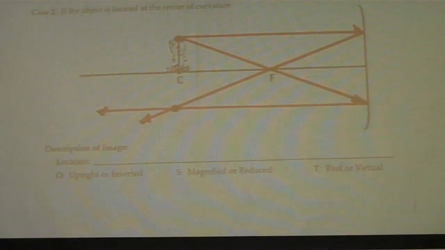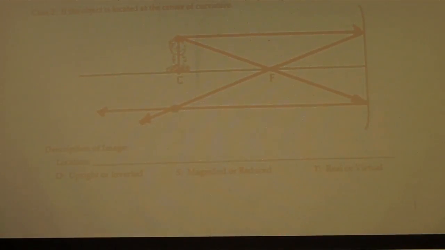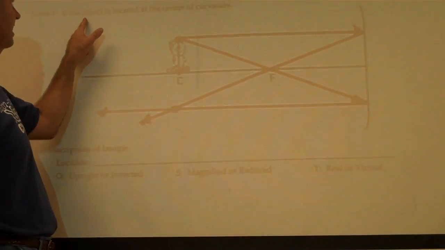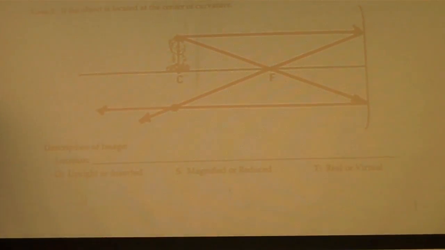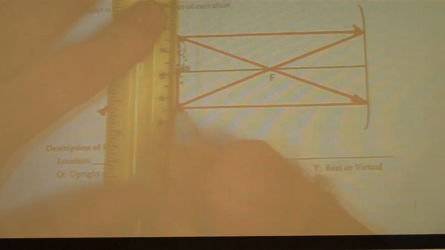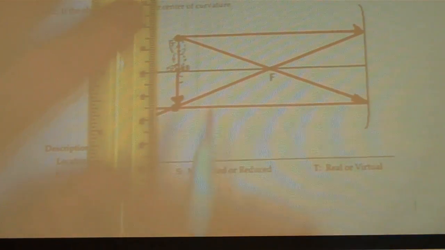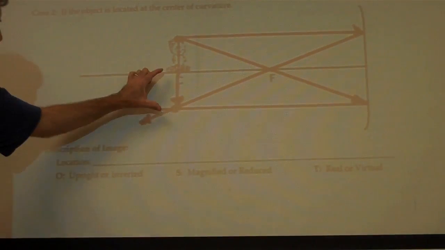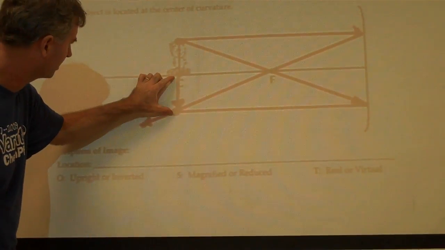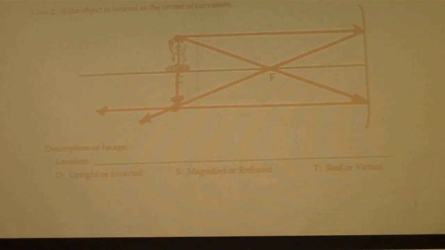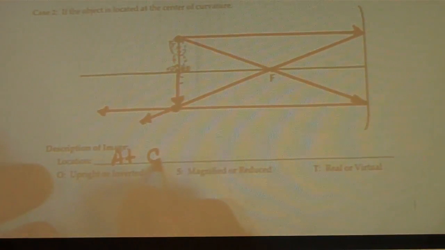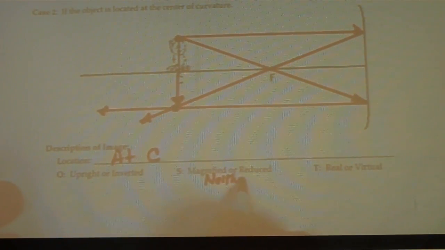Now what I have to do is draw the complete image. And the complete image of the little boy when he stands at the center of curvature is right at that same location. It goes downwards. It's just about the same size as the little boy himself. So I could do a comparison there, and they're just about the same size. So for location, I say right at the center of curvature. For size, I say neither magnified nor reduced, but the same size.